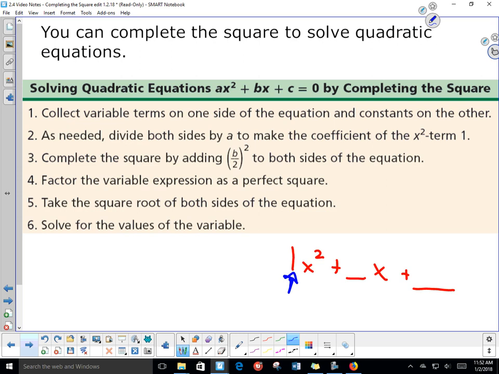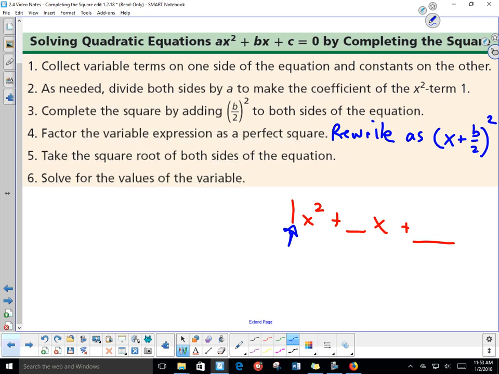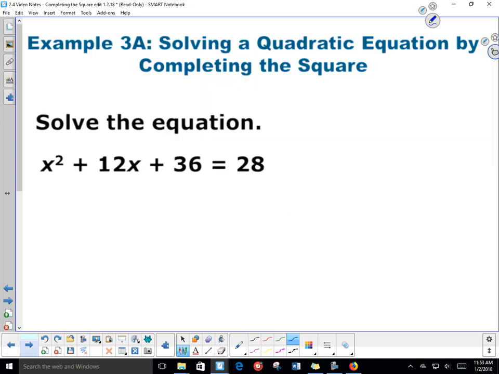And then you're going to factor the variable expression as a perfect square. That just means rewrite it as x plus b over 2 quantity squared. Then you're going to take the square root of both sides of the equation and then solve for the values of the variable. So let's take a look at how this works.